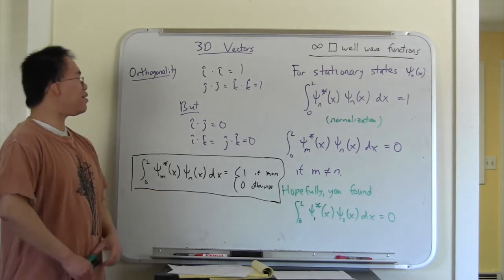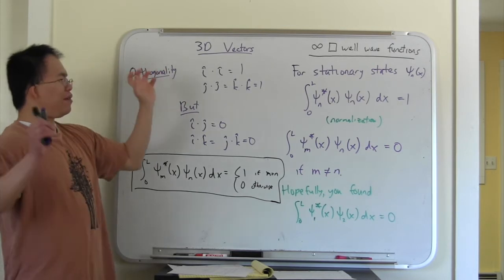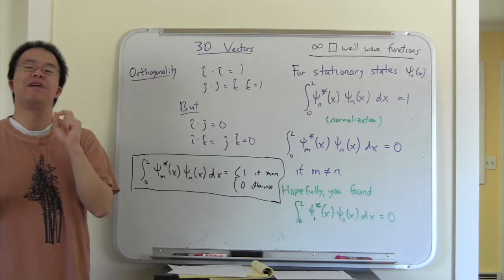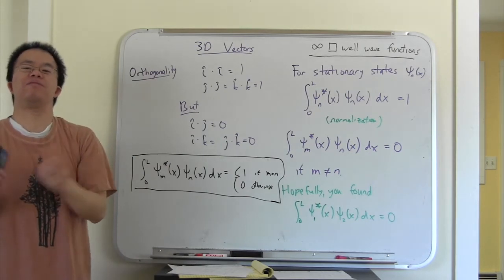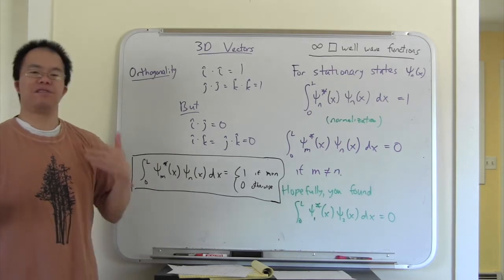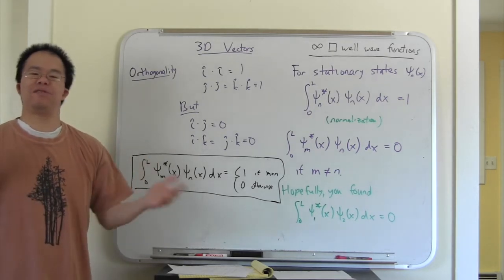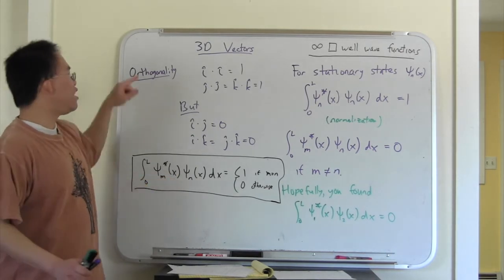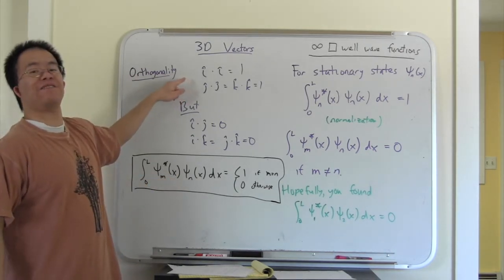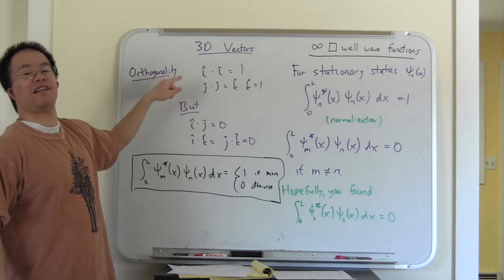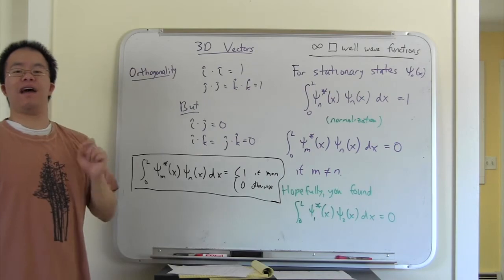Now, this idea that my unit vectors, so my stationary states, are orthogonal turns out to allow me to uniquely express any function that vanishes at 0 and L in terms of these stationary states, just like I can express any vector in terms of my basis vectors i hat, j hat, and k hat. Let me erase the board and elaborate.